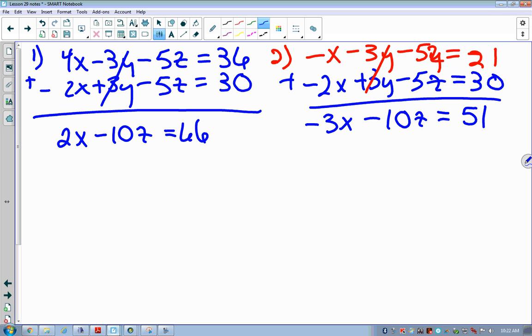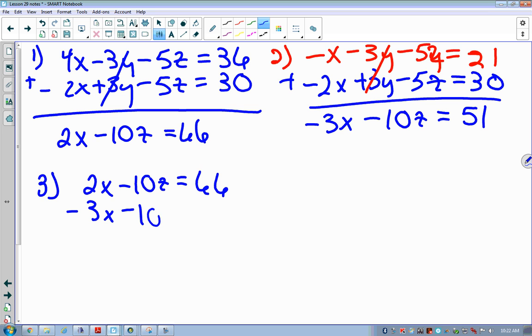Step 3 is we take these two equations together. We have 2x minus 10z equals 66. We have negative 3x minus 10z equals 51. Now I want to eliminate another variable. What variable could I eliminate? Z. What would I have to do with these two equations to get those to eliminate? Multiply by negative 1. I could multiply by negative 1, but then I would have to rewrite an equation. Could I subtract these two equations? Yeah. Okay. What is 2 minus negative 3? What happens to those negatives?